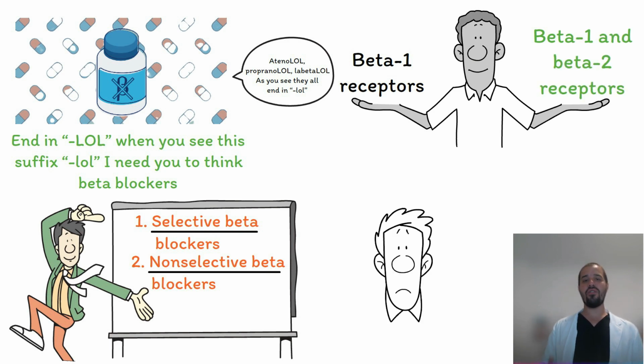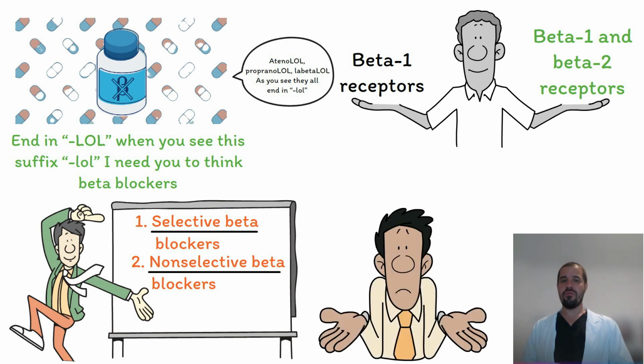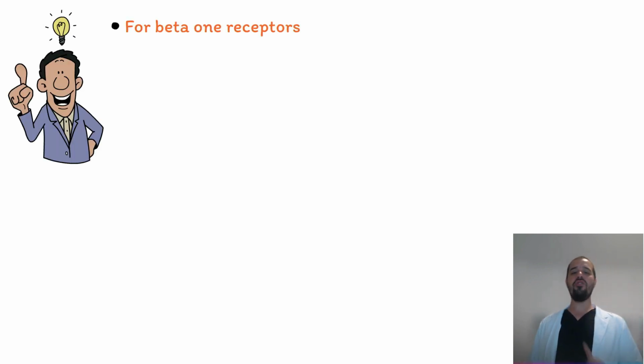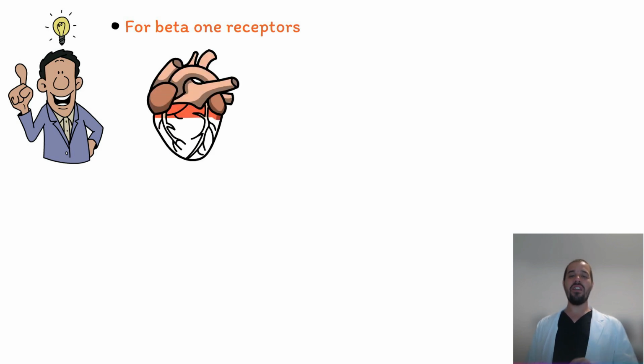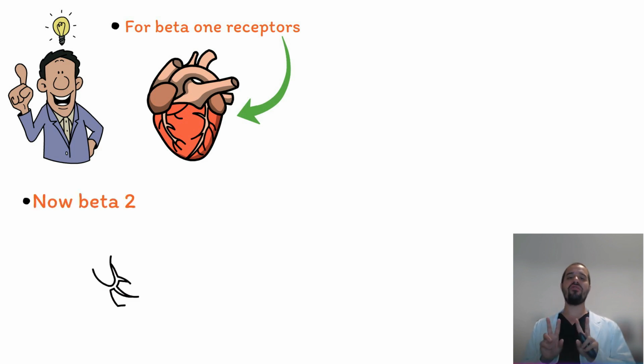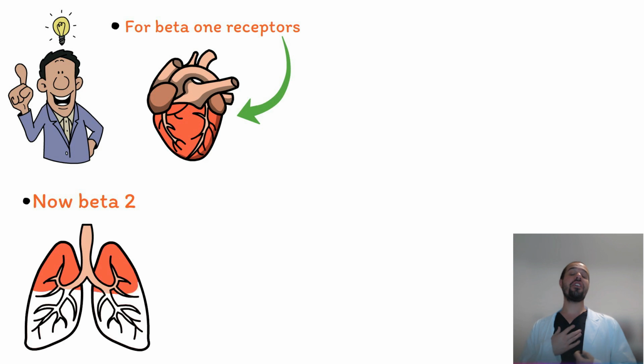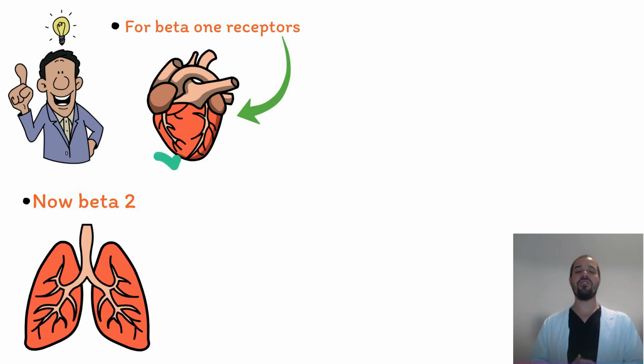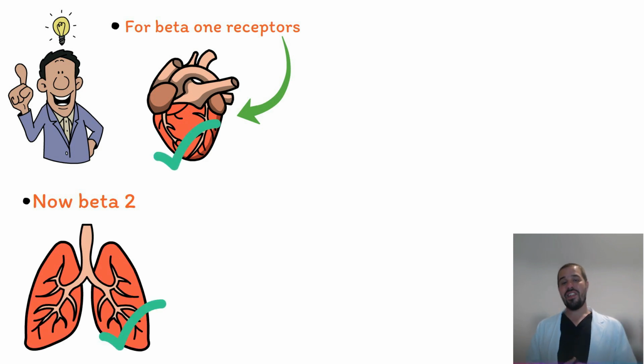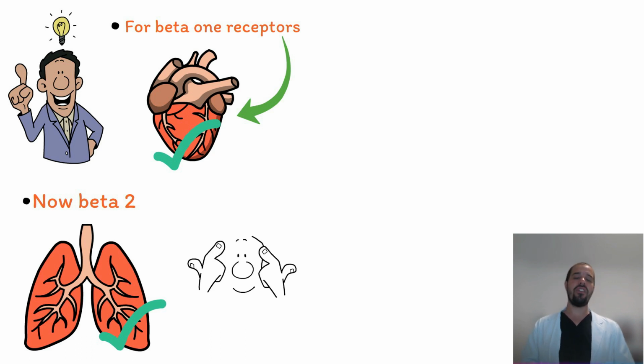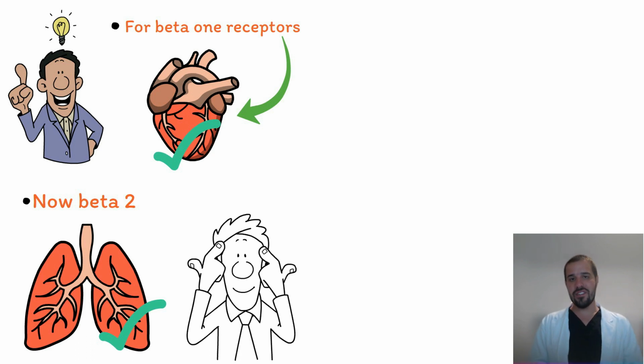Now you may be asking, what are beta-1 and beta-2? I have a simple trick to assist you in memorizing what each receptor does. For beta-1 receptors, I want you to think you have one heart. Beta-1, one heart. Beta-1 targets the heart. Now beta-2, think you have two lungs. It targets both the heart and smooth muscles such as the lungs. This will make a lot more sense when we dive into the specific side effects.